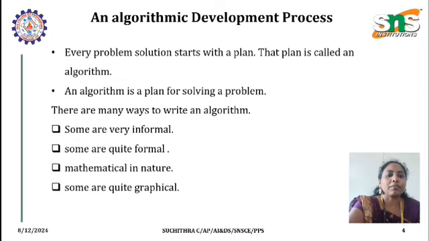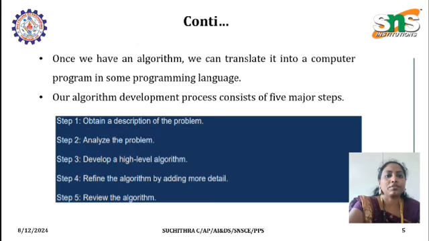Algorithmic development process. Every problem solution starts with a plan. That plan is called an algorithm. An algorithm is a plan for solving a problem. There are many ways to write an algorithm. Some are very informal, some are quite formal and mathematical in nature, some are quite graphical. Once we have an algorithm, we can translate it into a computer program in some programming language.